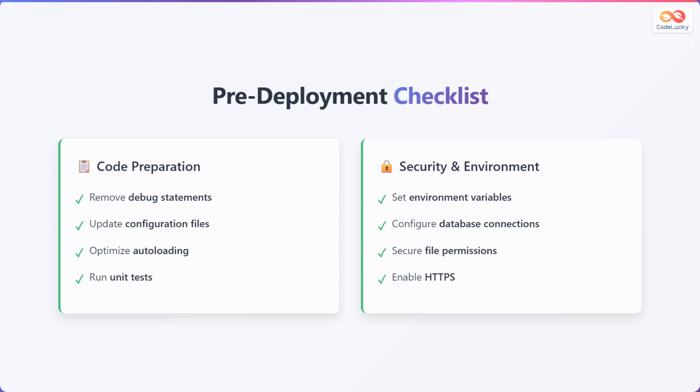Before deploying your PHP application, ensure you've completed these essential steps. For code preparation, remove debug statements, update configuration files, optimize autoloading, and run unit tests. For security and environment, set environment variables, configure database connections, secure file permissions, and enable Hypertext Transfer Protocol secure.